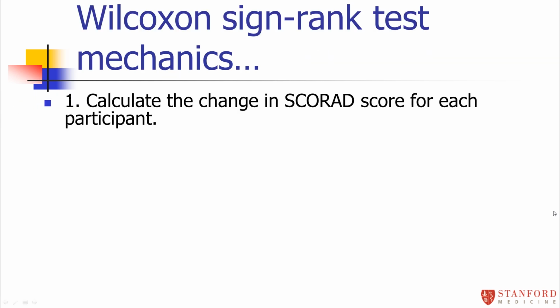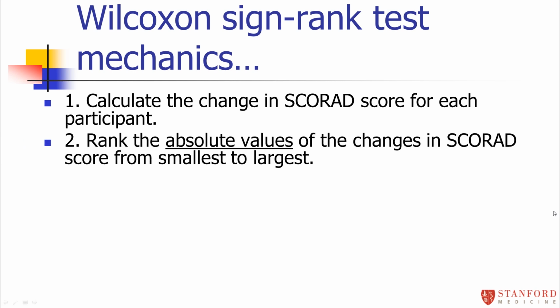The mechanics of the Wilcoxon sign rank test, just briefly, it's very similar to the Wilcoxon rank sum test. It's going to involve some ranking, except this time we're going to be looking at the signs rather than 2 groups. So you're going to calculate the change in SCORAD score for each participant. Just like we do for the paired t-test, everybody has an improvement score, a change score. You then rank the absolute values of the changes in SCORAD score from the smallest to the largest. So the person who had the biggest absolute change would get the biggest rank. We're ignoring sign for the minute.